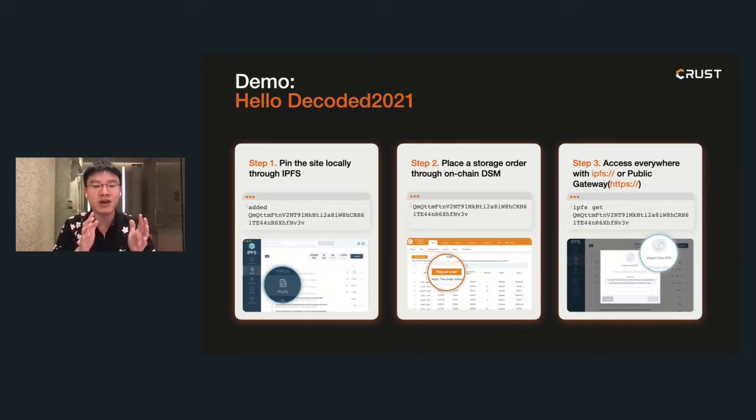And I can give you a very quick conclusion about the demo. As you can see, it's very easy to allow users to store data on Crust. It only takes 3 steps. Step 1, pin the website through the IPFS. Step 2 is to place a storage order through the on-chain decentralized storage market module provided by the Crust network. And it's done. And then the final step is to access your website everywhere with the IPFS prefix or the HTTPS prefix.